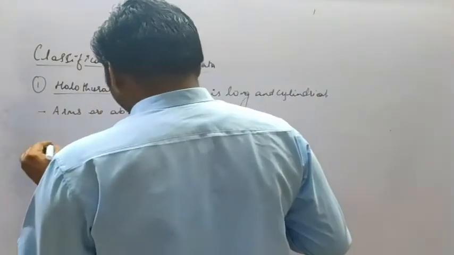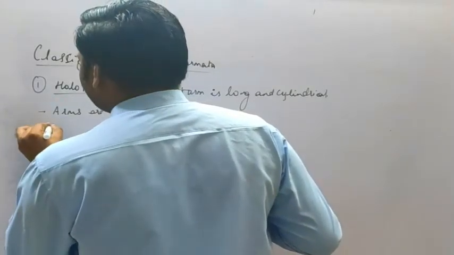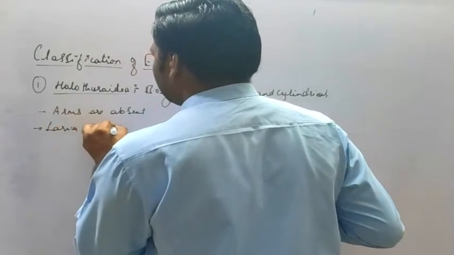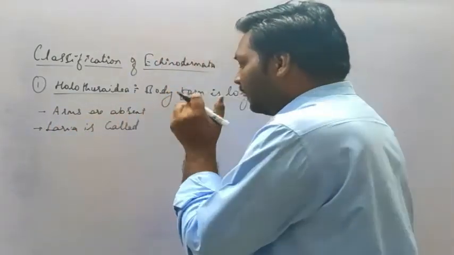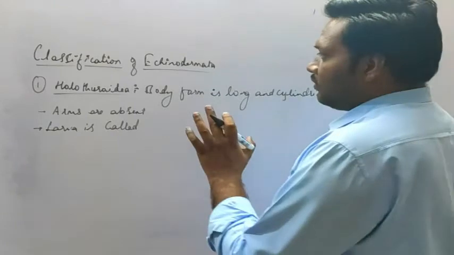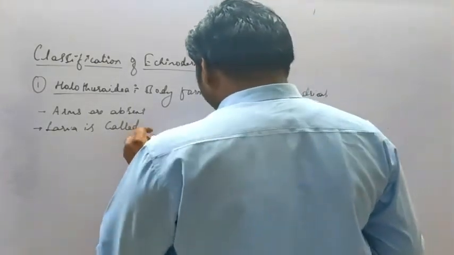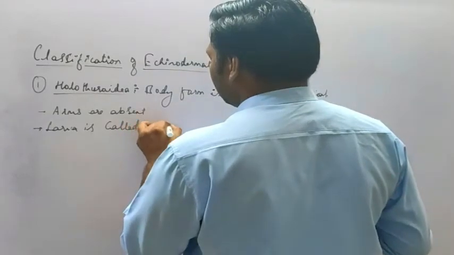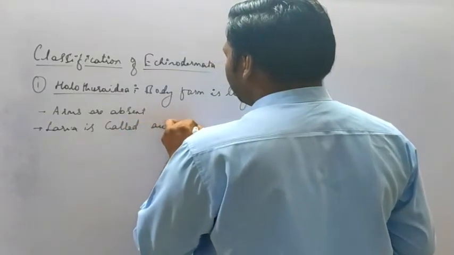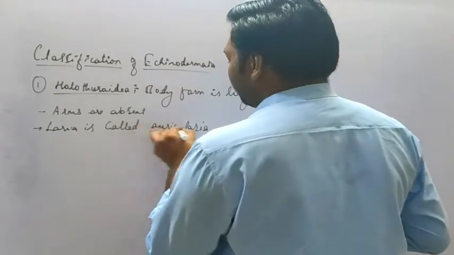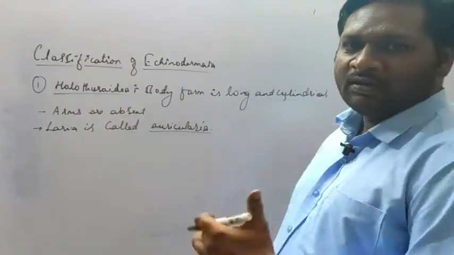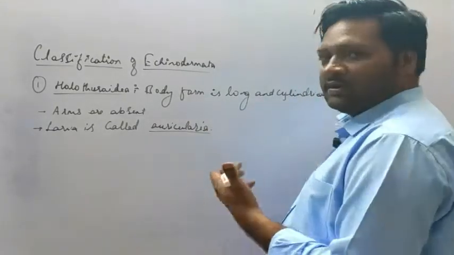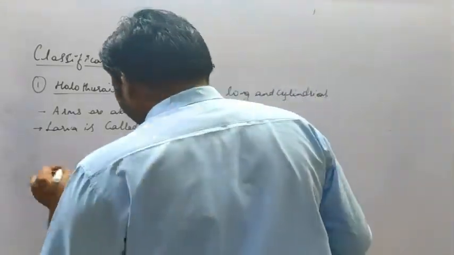Then the larva in the case of such animals is called auricularia. The pronunciations are a bit difficult, but if you revise them, they will become familiar to you.